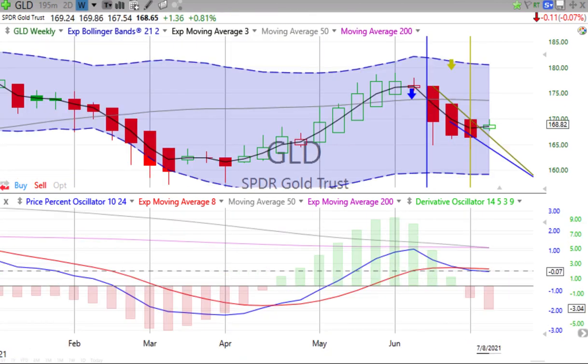Let's leave bonds, go to gold. What's gold up to? Gold down for the day. I guess what's it down to? 0.07%, so just a little bit. Gold trying to rally a little bit. Price percent oscillator still negative, fairly flat, a little less than flat. Derivative oscillator still gaining some downward momentum.